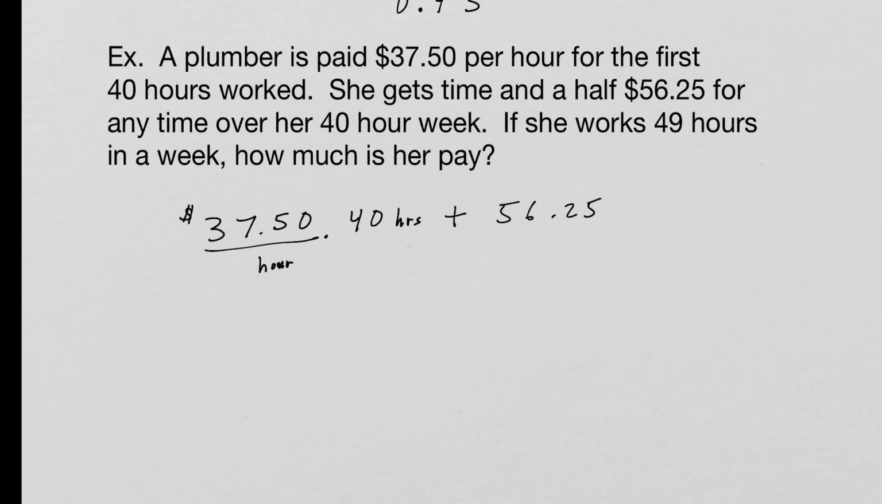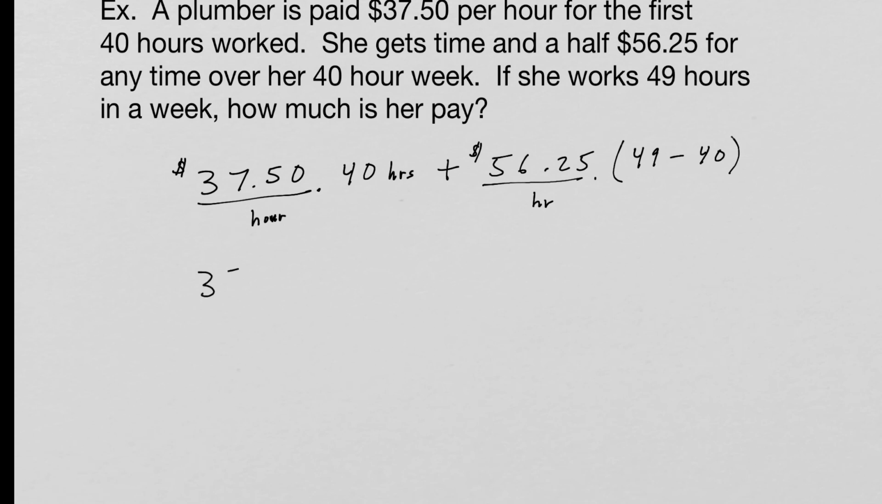So her rate is 56.25 per hour times the number of hours over 40, right? And if she works 49, then the number of hours over 40 must be 49 minus 40, which is really 9, but I'll write it out in detail first. I want the number of hours beyond 40. So this is going to simplify to 37.50 times 40 plus 56.25 times 9. Okay, so we need to work this out.